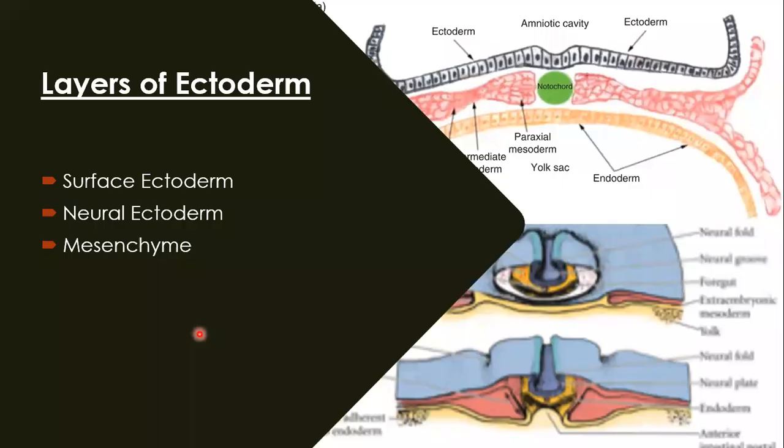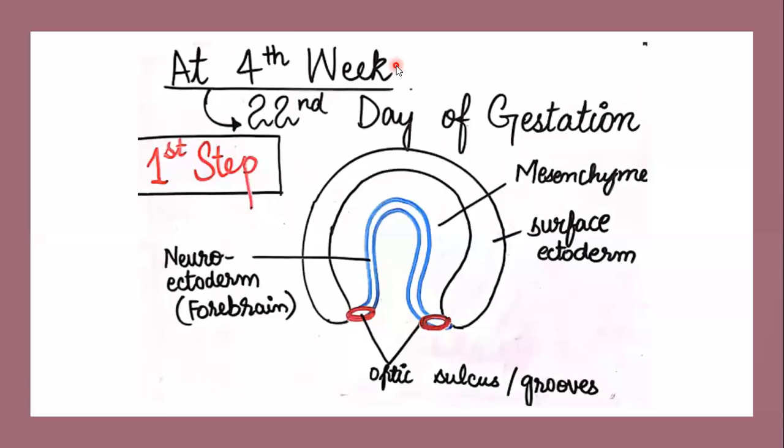We have already discussed that the ectoderm is a basic layer that helps in the development of the eye. The ectoderm further has some layers, right? There are three layers: the surface ectoderm, the neural ectoderm that is connected to the brain or the forebrain, and the mesenchyme, which is between the surface and neural ectoderm. We'll discuss it in this diagram. Before moving to the diagram, I'll just tell you that it starts from the fourth week of gestation, or the 22nd day of gestation.